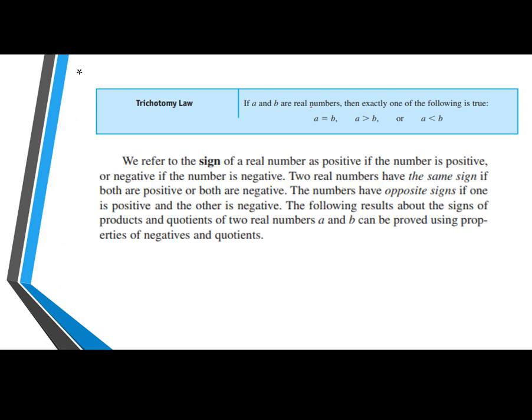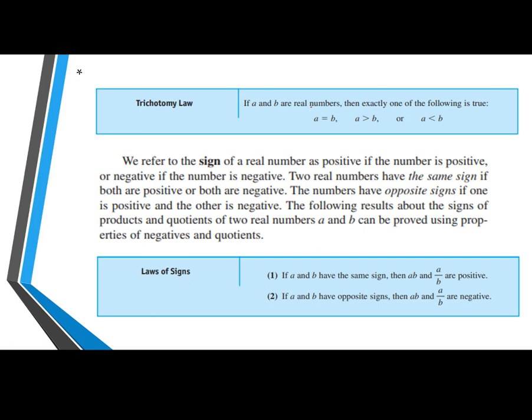So we refer to the sign of a real number as positive if the number is positive, or negative if the number is negative. Two real numbers have the same sign if both are positive or both are negative. The numbers have opposite signs if one is positive and the other is negative. The following results about the signs of products and quotients of two real numbers A and B can be proved using properties of negatives and quotients.